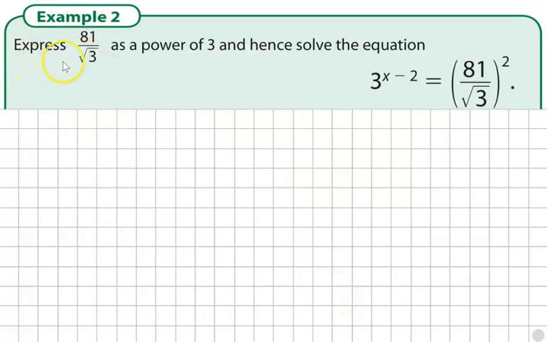Example 2. Express 81 over root 3 as a power of 3 and hence, which means using what you just worked out, solve the equation. 3 to the power of x minus 2 is equal to 81 over root 3, all raised to the power of 2.